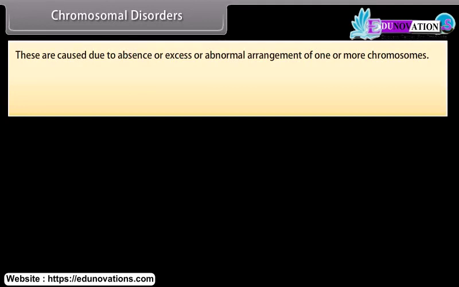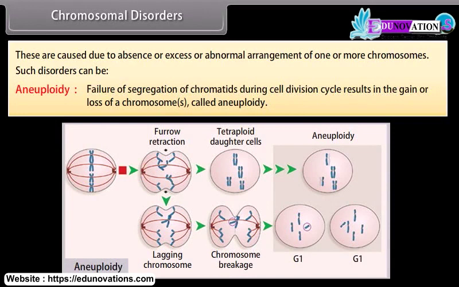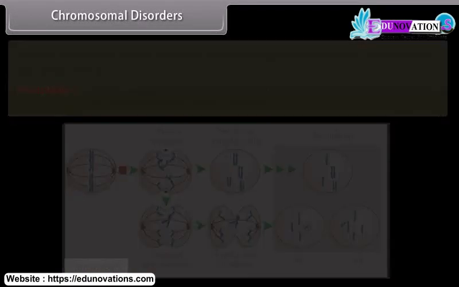Chromosomal disorders. These are caused due to absence or excess or abnormal arrangement of one or more chromosomes. Such disorders can be aneuploidy. Failure of segregation of chromatids during the cell division cycle results in the gain or loss of chromosomes, called aneuploidy.